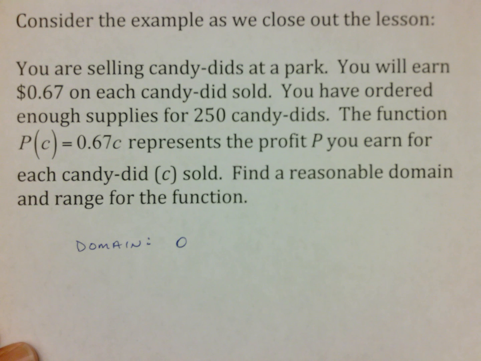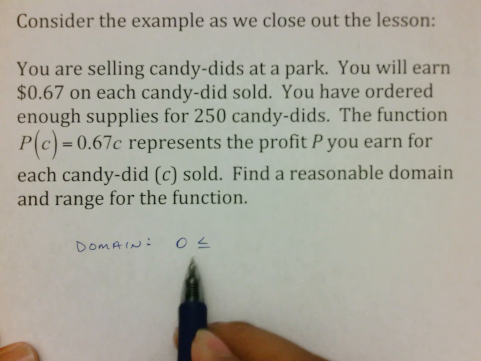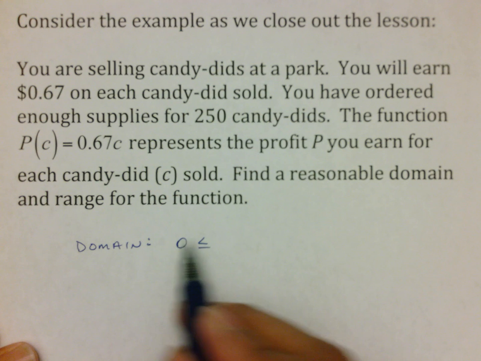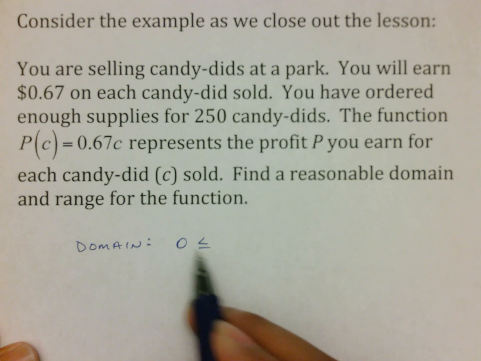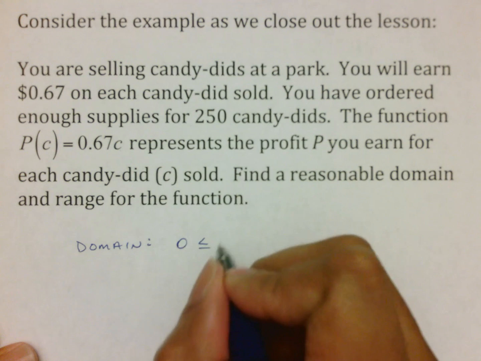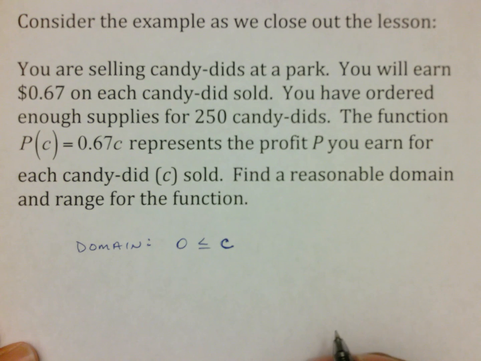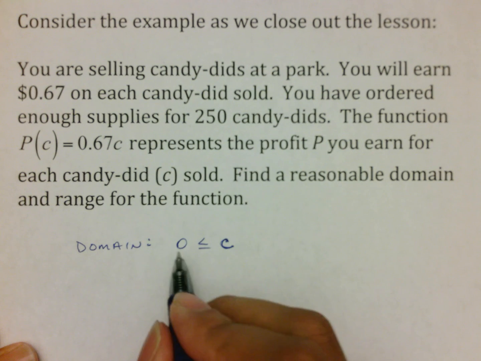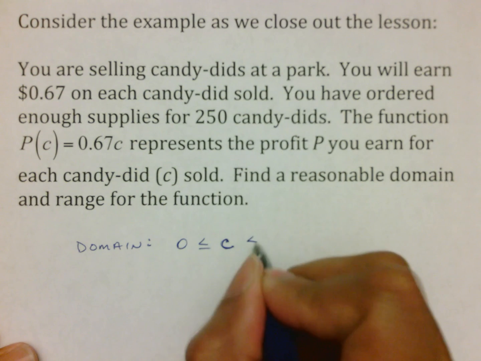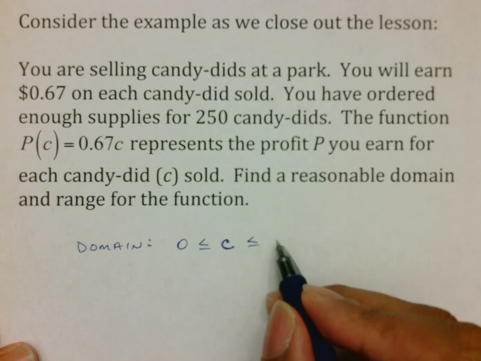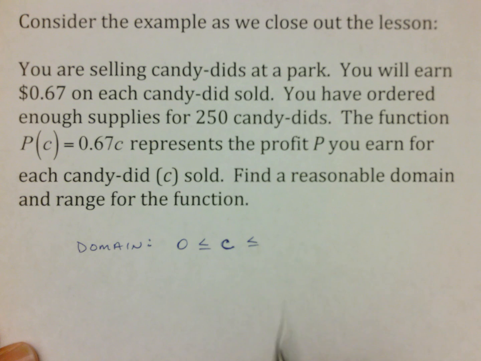Because maybe nobody likes them, maybe they're just terribly packaged, who knows, but 0 is going to be my lowest point. And so 0 is less than or equal to, and this is kind of like what you did in chapter 3, 0 is less than or equal to your number of candies, which is C. So this means that C is going to be 0 and higher, but of course there's a high number too, and so we need a high number also. Remember, this was your compound inequalities.